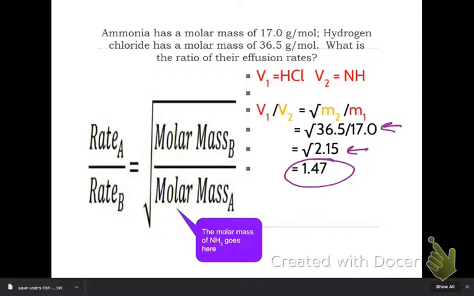So 1.5 times faster than the hydrogen chloride, and that makes sense because look how much smaller it is. It's like half the mass of the hydrogen chloride. So that's what we would expect. Remember, the smaller you are, the faster you're going to go.